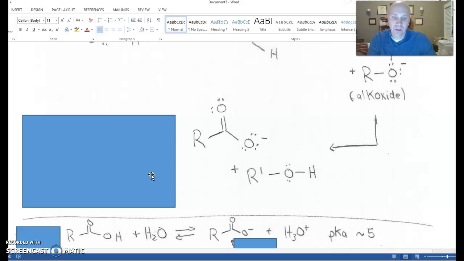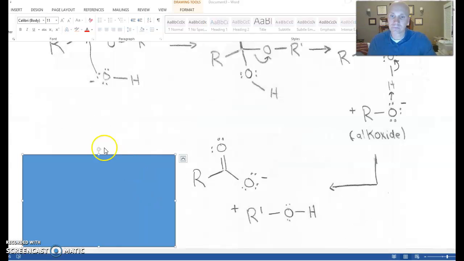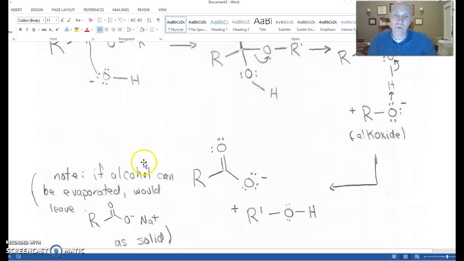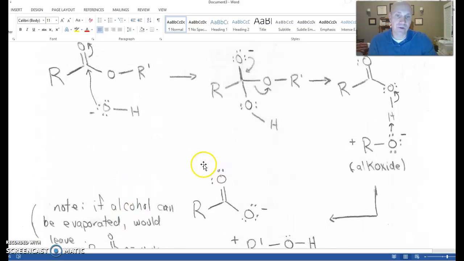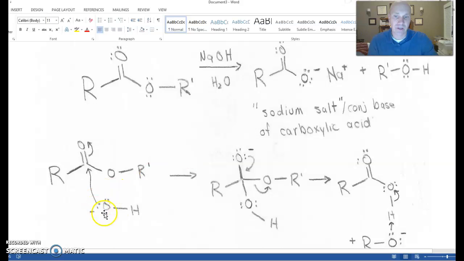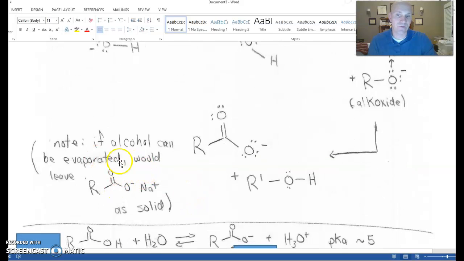And if we wanted to, we could take the reaction mixture and just heat it up, and if the alcohol has got a low enough boiling point, it's going to evaporate, and what you would be left with is this right here. Notice, even though I didn't put it in the reaction, that your source of hydroxide would be something like sodium hydroxide. So there would be some sodium ions in this reaction, and so when you evaporated off all of the solvent, you would actually make an ionic compound right here, and you would consider this the sodium salt of the carboxylic acid.